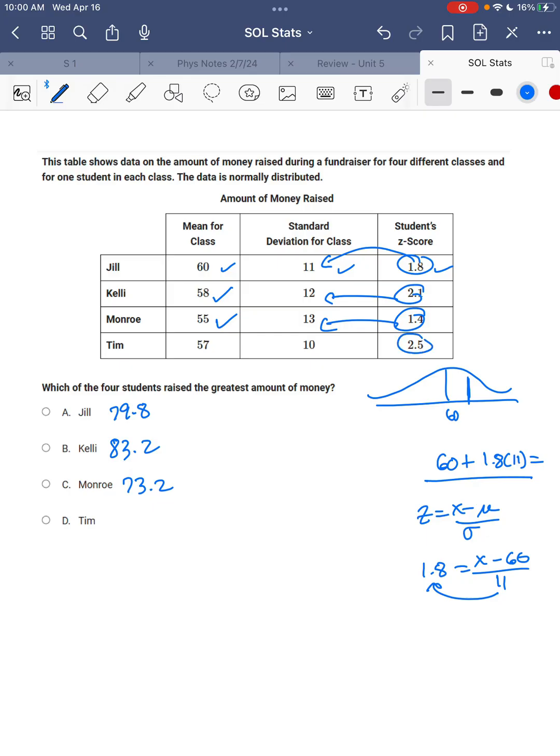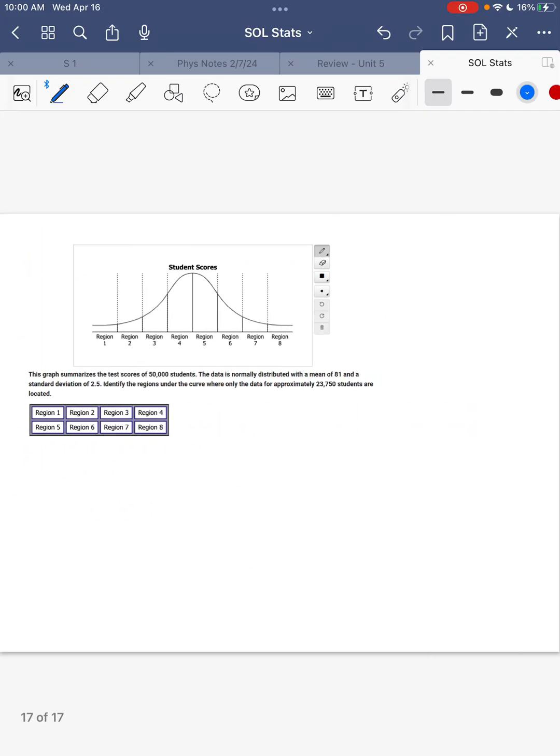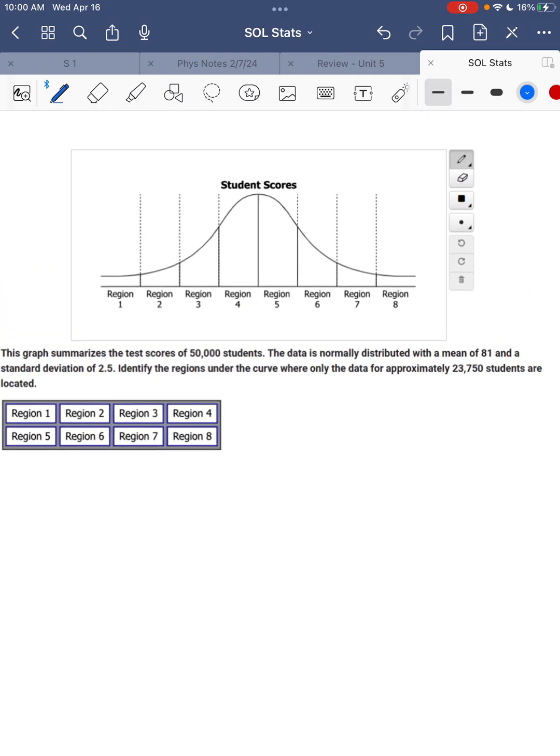And this last one. Now he has a pretty high z-score. But I don't think he's going to beat Kelly here. But let's see. So 57 plus 2.5 of the 10s. That's 82. All right. So Kelly raised the most money. So it's a little bit of a pain, but it's just to understand about the z-scores and what they mean. All right. So last one here.